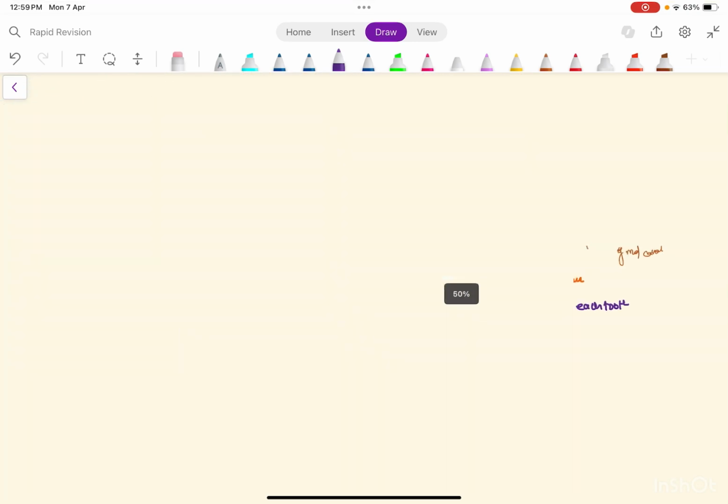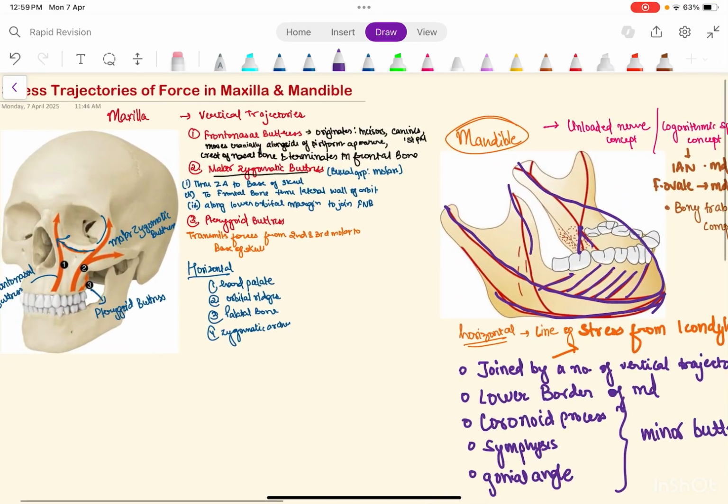So this covers our concept of stress trajectories of force in maxilla and mandible.